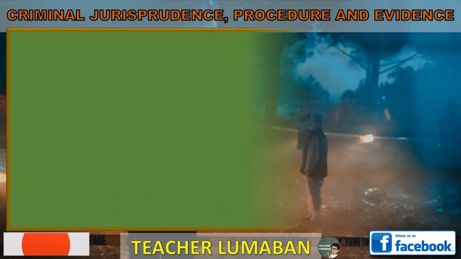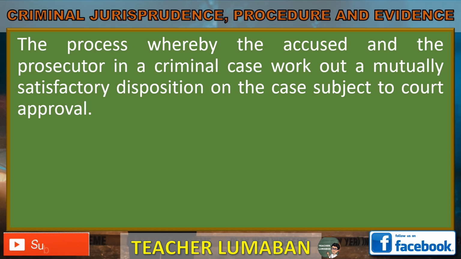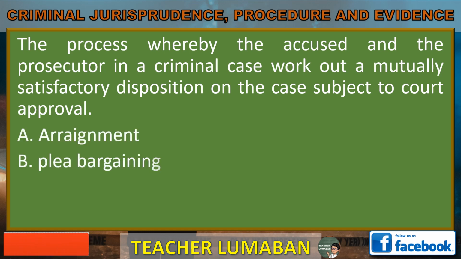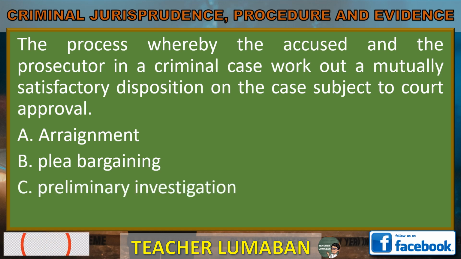The process whereby the accused and the prosecutor in a criminal case work out a mutually satisfactory disposition on the case subject to court approval. Letter A, arraignment. Letter B, plea bargaining. Letter C, preliminary investigation. Letter D, trial. In the next 5 seconds, select the best response from the available options.